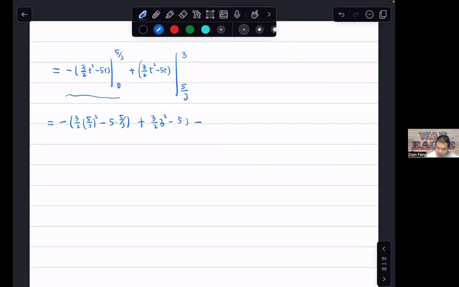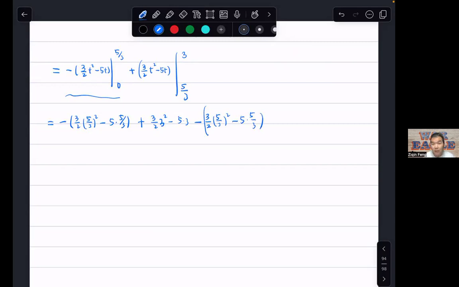Then minus, plug in that number again. So this is what? This is 3 over 2 times 5 over 3 squared minus 5 times 5 over 3, right? So this is basically the distance traveled by the particle during the time interval from 0 to 3.